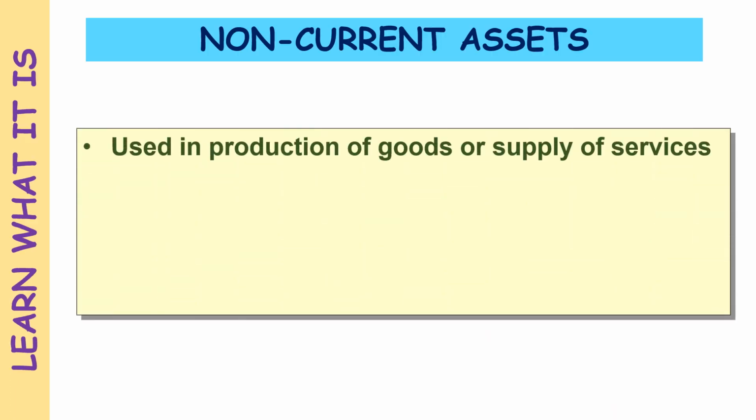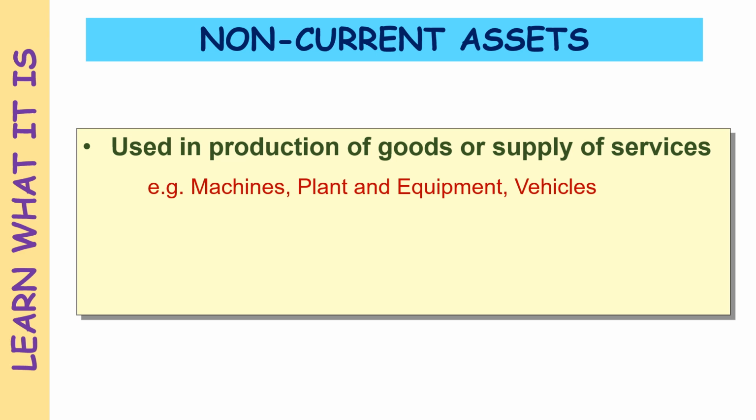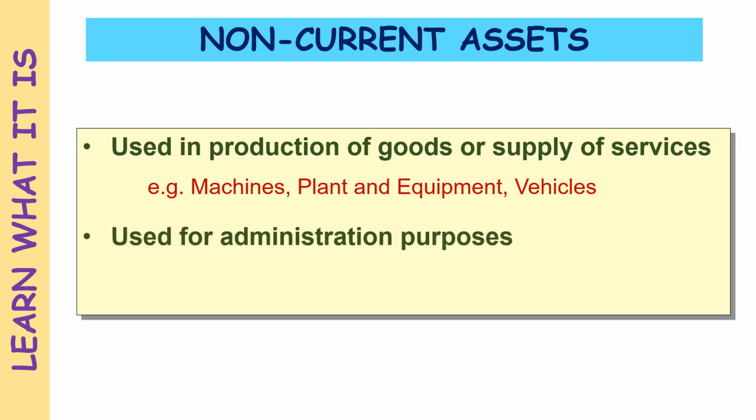Non-current assets are ones that are used in the production of goods or in the supply of services. Businesses use them in making other products, or use them in providing services to customers, for example. These include machines, plant and equipment, and vehicles. Non-current assets will also be used for administration purposes. So we could see them in the form of computers, printers, furniture, and vehicles.